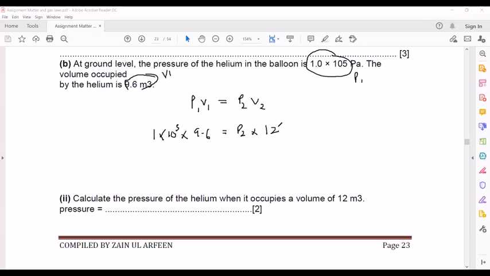So this 12 is multiplied, on the other side it will be divided. So 1 exponent 5 multiplied by 9.6 divided by 12. What we will get when you solve is 80,000 Pascal. So this answer will be 80,000 Pascal. Is it clear?